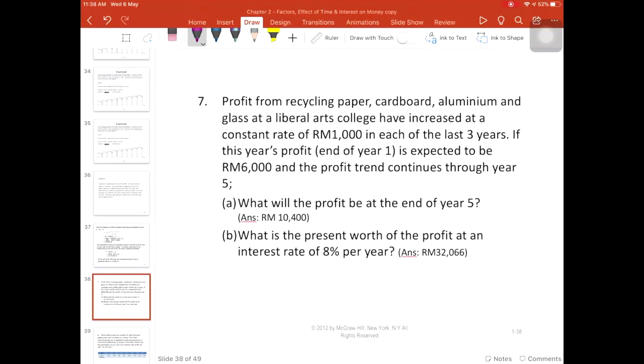Profit from the cycle, paper, cardboard, aluminium, and glass at the Liberal Art College have increased at a constant rate of 1,000 ringgit in each of the last 3 years. If this year profit at end of year 1 is expected to be RM 6,000 and the profit trend continues through year 5, what will the profit be at the end of year 5?